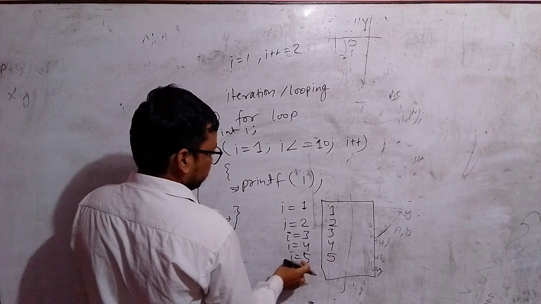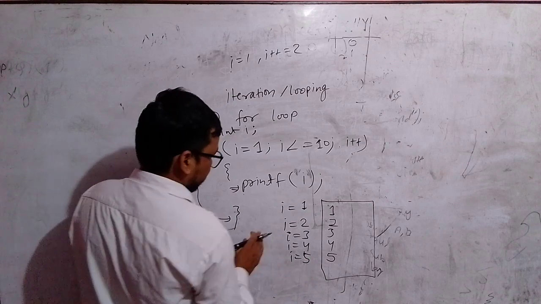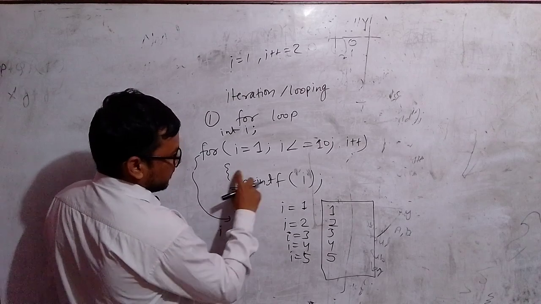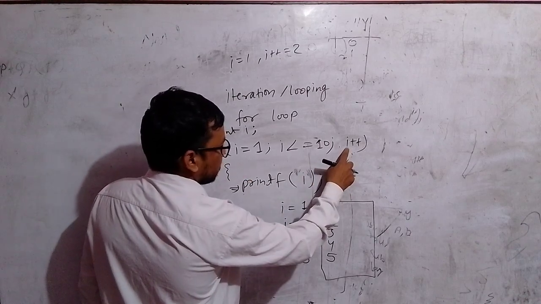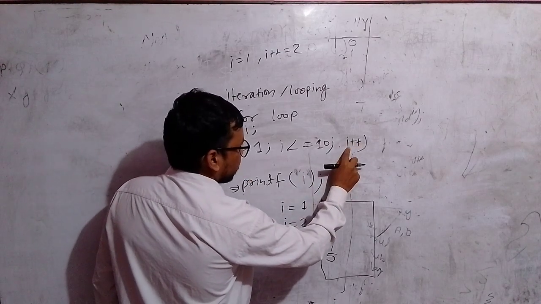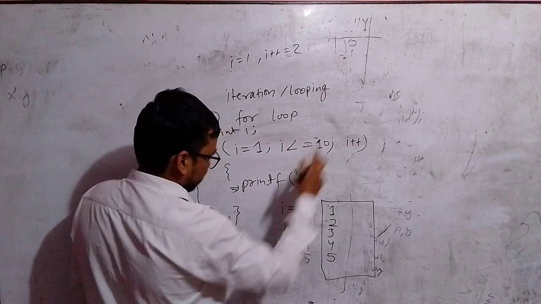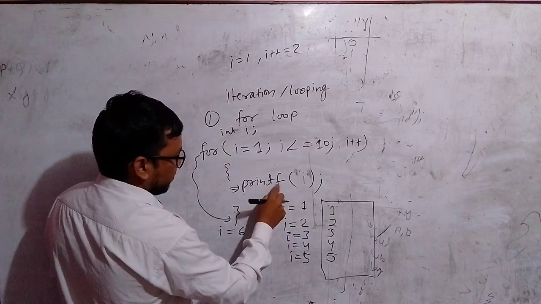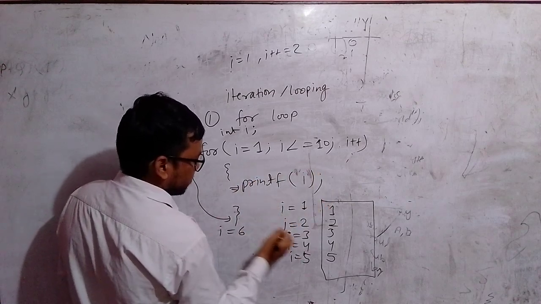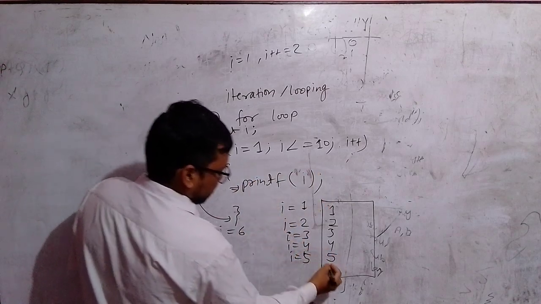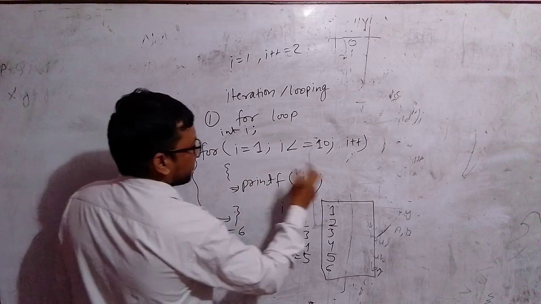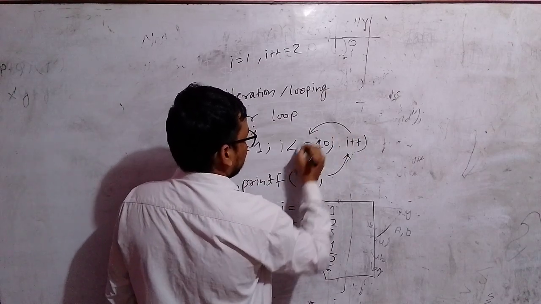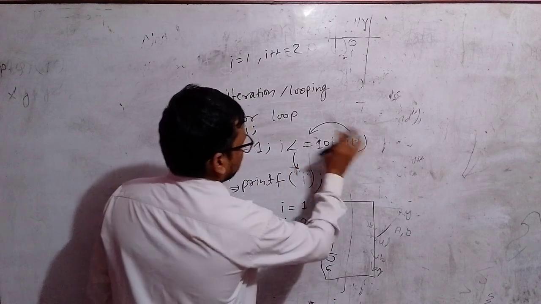After printing this, the control goes here, I plus plus, and the value of I will be increased by 1. That means 5 becomes 6, and 6 is less than 10. That means this condition will execute, and 6 will print here, and after printing this value it goes here. There would be a cycle between these three terms.